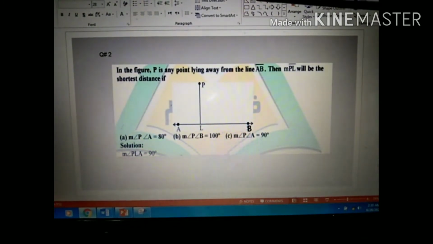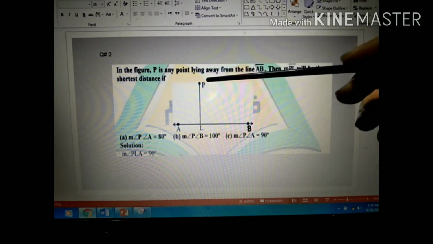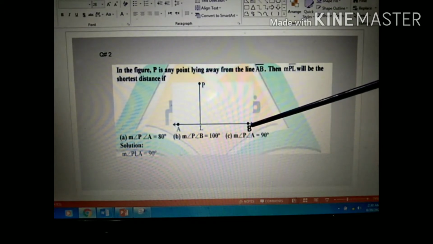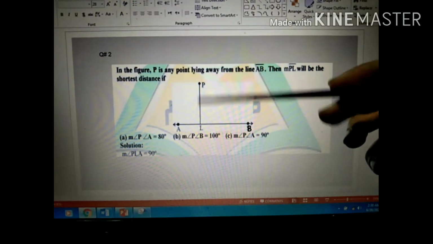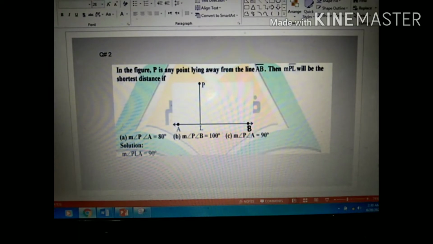Now second question of exercise 13.2. In this we have P is a point, AB is the line segment. We are going to check PL. PL, is it the shortest distance? When will it be the shortest distance? How can we show it is the shortest distance?